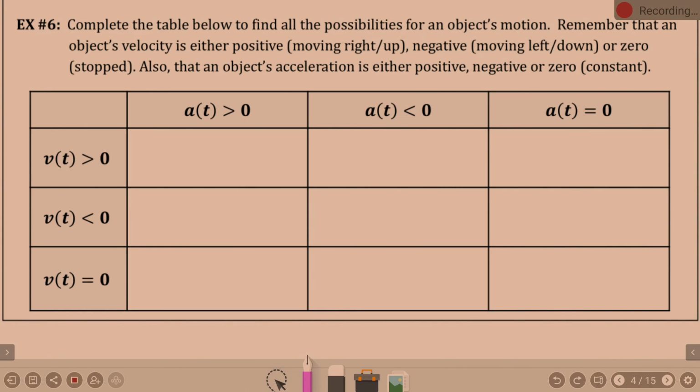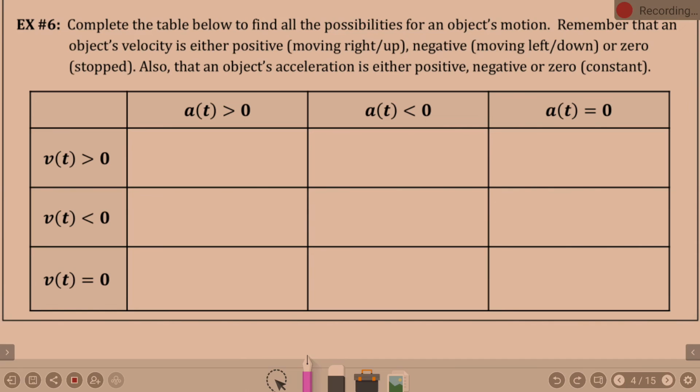Complete the table below to find all the possibilities for an object's motion. Remember that an object's velocity is either positive, as in moving right or up, or negative, moving left or down, or 0, stopped. Also, an object's acceleration is either positive, negative, or 0, which is constant. Now, what we're looking at here: when velocity is greater than 0, aka positive, and acceleration is positive.